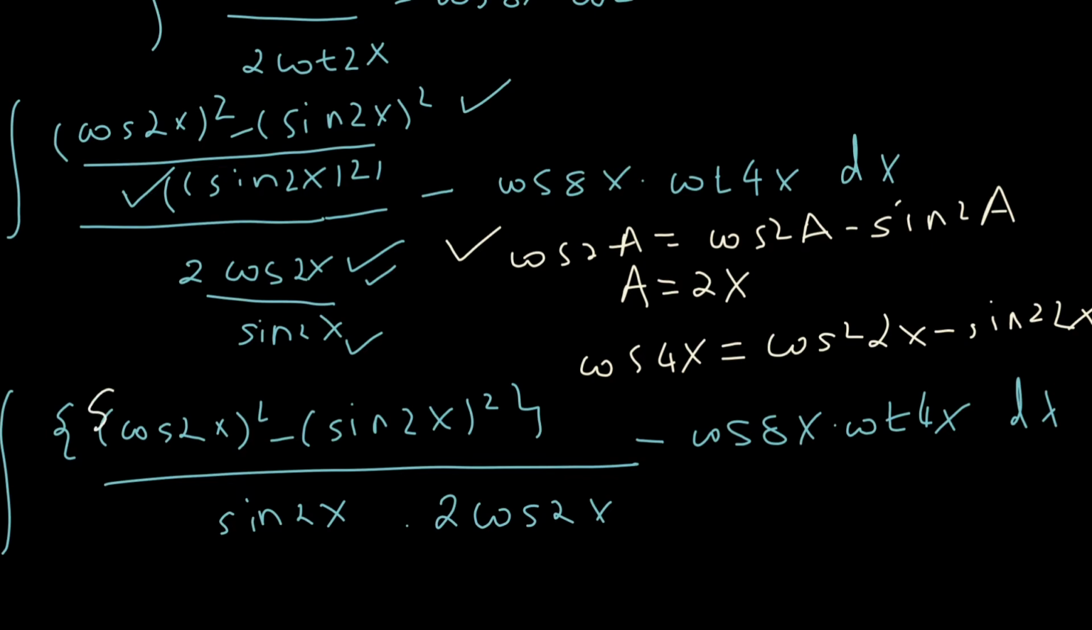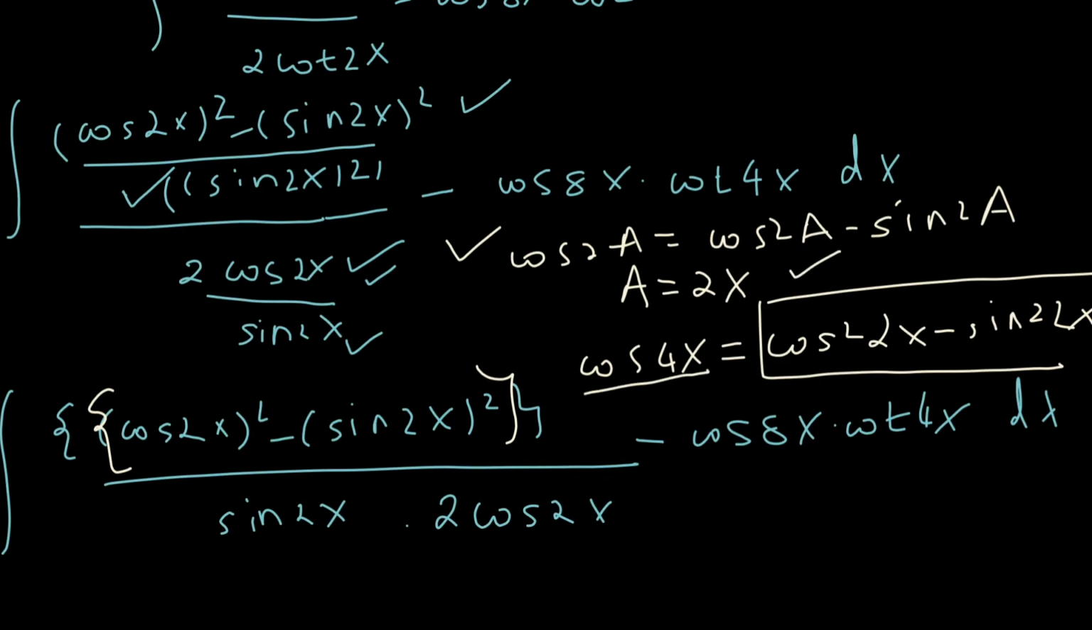So we can see in the numerator we have the same right hand side of this equation, and the right hand side is already equals to cos 4x.